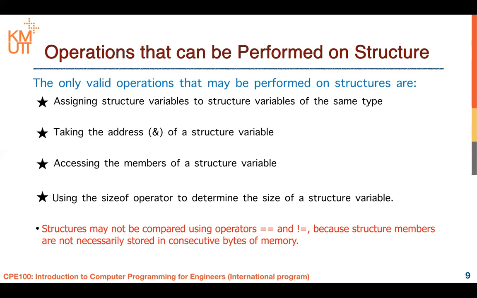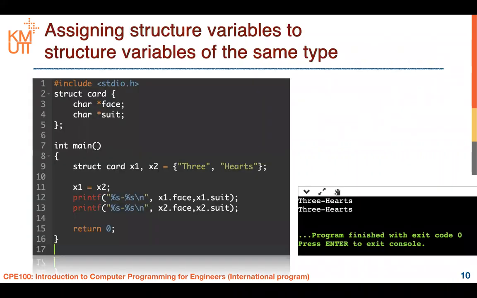This is the red statement that you have to be cautious about: structures may not be compared using the equal sign or not equal sign operators. Because if you use this, it's going to compare the addresses of the structures. I'm going to talk about this in detail when I show you the programs. But to make sure you understand these operations, I would like to show you an example of assigning structure variables.